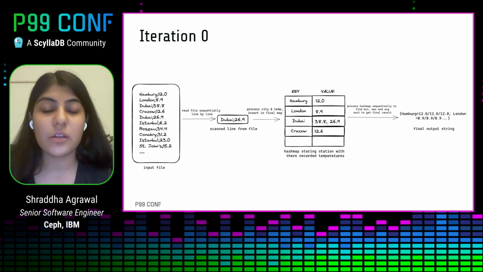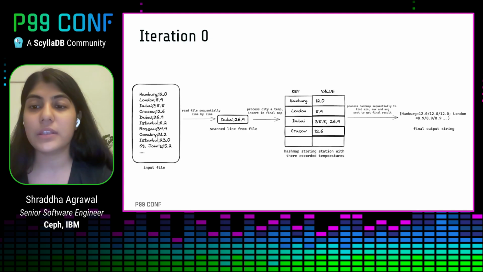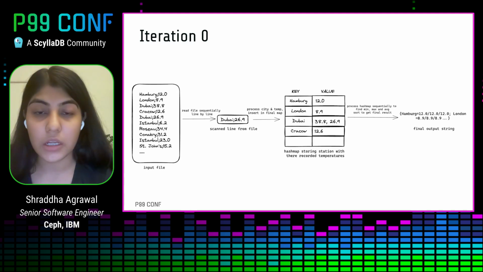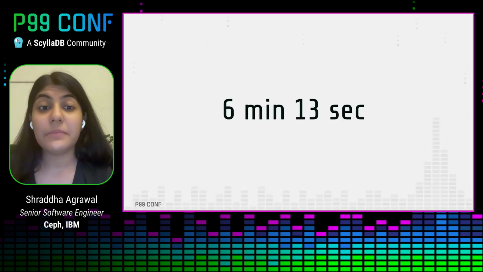We get a line, we parse the city name and the temperature, insert that into the map, and then sequentially go after the map is populated entirely. We'll sequentially go over the map and figure out the minimum, maximum, average for each city. Once we get that, we'll sort everything, and that will be our final output string. So that's what we have for the first iteration. When we time it, we get our first baseline time, which is 6 minutes and 13 seconds.